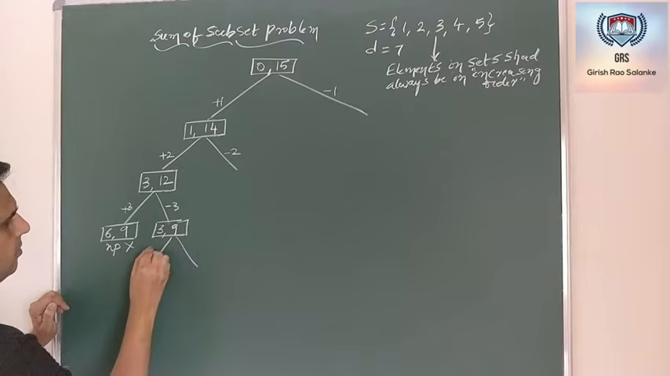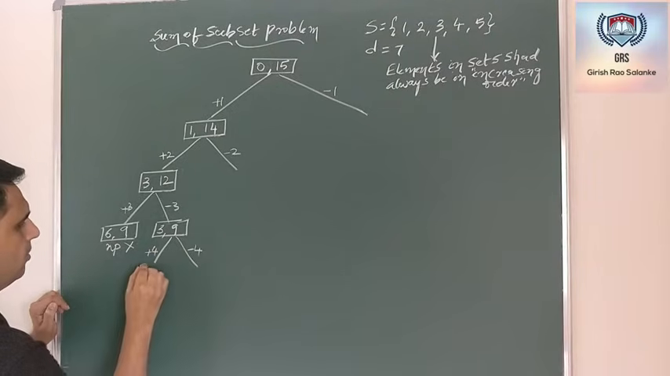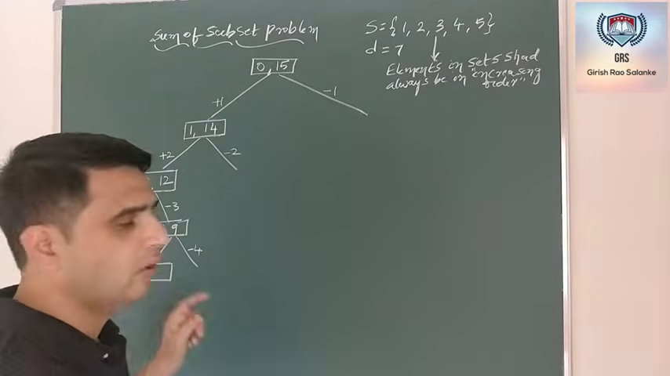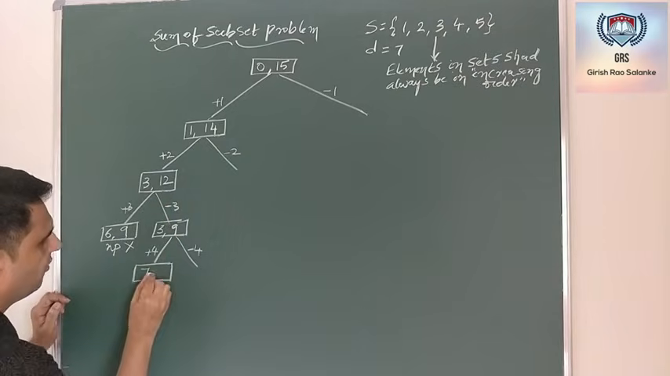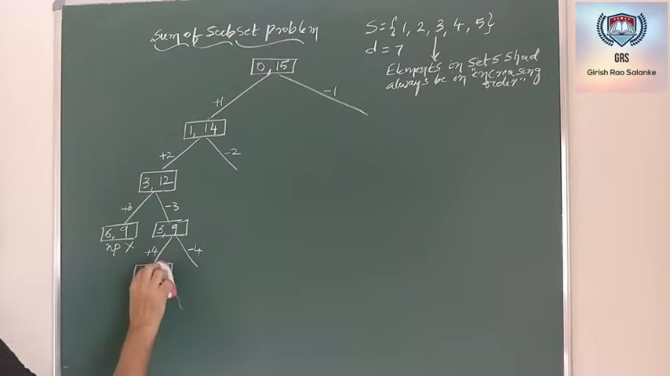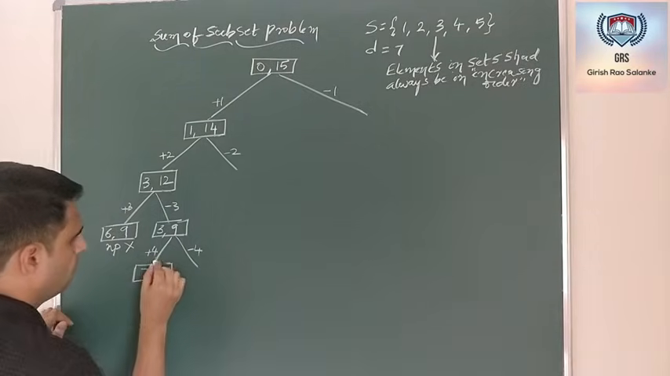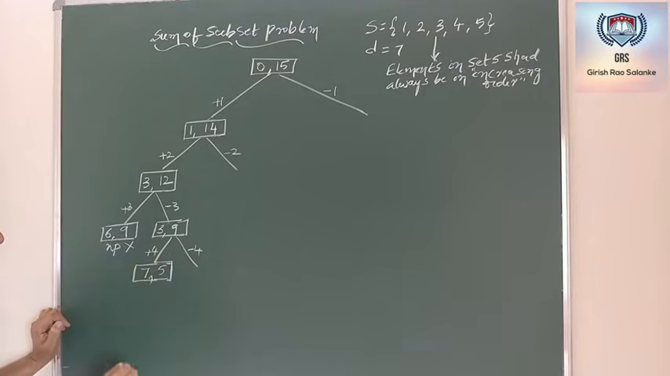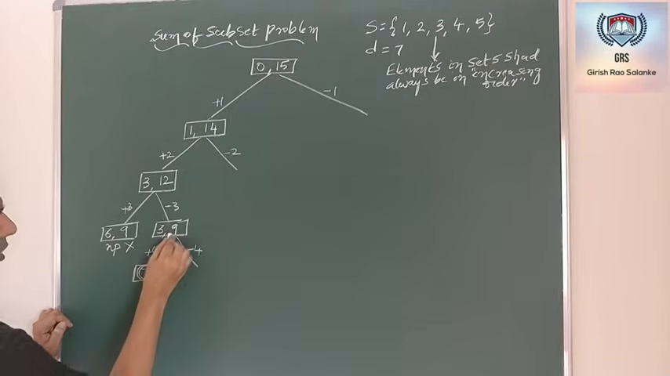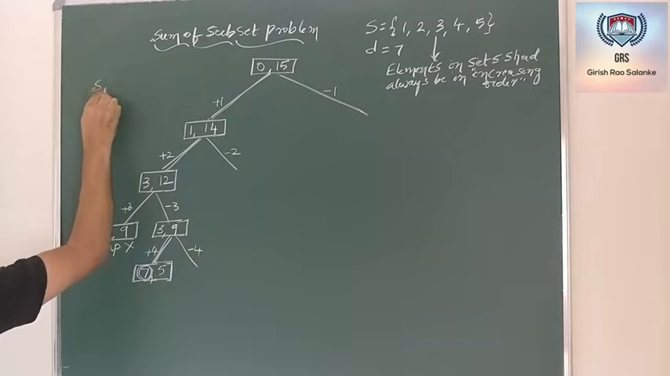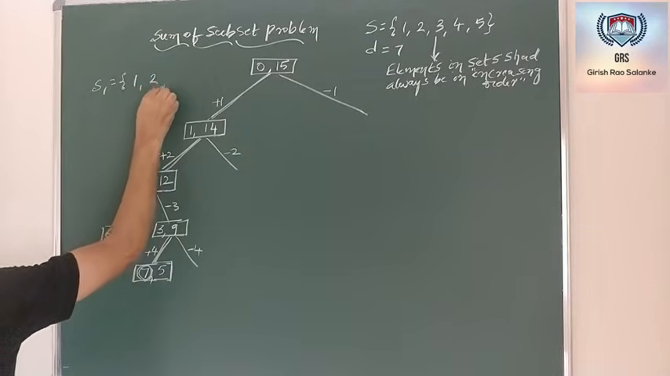Now go further. This is +4, -4. Plus 4 is 3 plus 4, which is 7. Sorry, the left out sum is 9 minus 4, which is 5. Now I got 7 here, so it implies that I got a result. This is one feasible solution. So include 4, include 2, include 1. My first subset S1 is 1, 2 and 4.